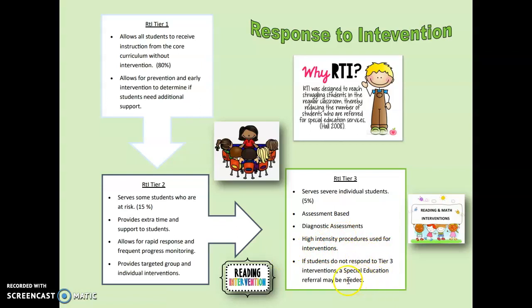But if a student does not respond when they get to Tier 3, then a special education referral may be needed. RTI was designed to help struggling students in the regular classroom and reduce the number of students who are referred to special education. But that does not mean that they still may not be referred, like I said, depending on their Tier 3 status. If this does not help them, then they may need to be referred for special education services.